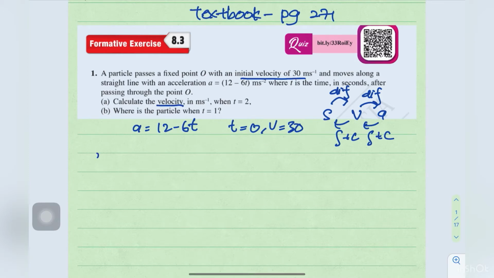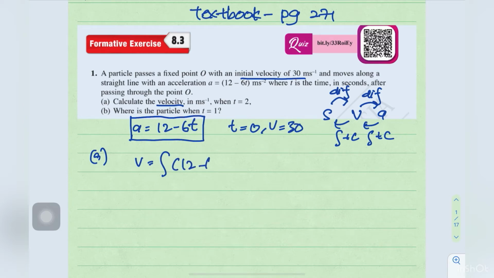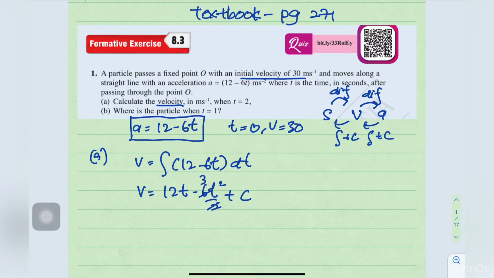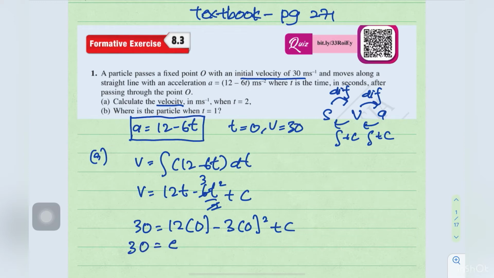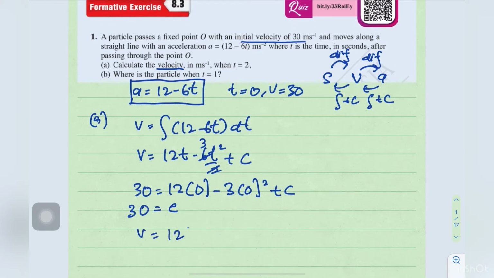Velocity from a, we need to integrate. So v is the integral of a, 12 minus 6t, with respect to t. So v equals 12t minus 6t squared over 2 plus c. Then c comes from the initial velocity, which is 30. So 30 is 12 times 0 minus 3 times 0 squared plus c, so c equals 30. Therefore v equals 12t minus 3t squared plus 30.